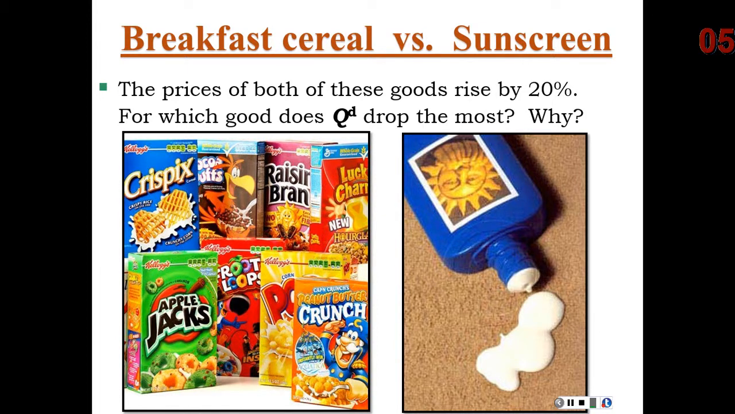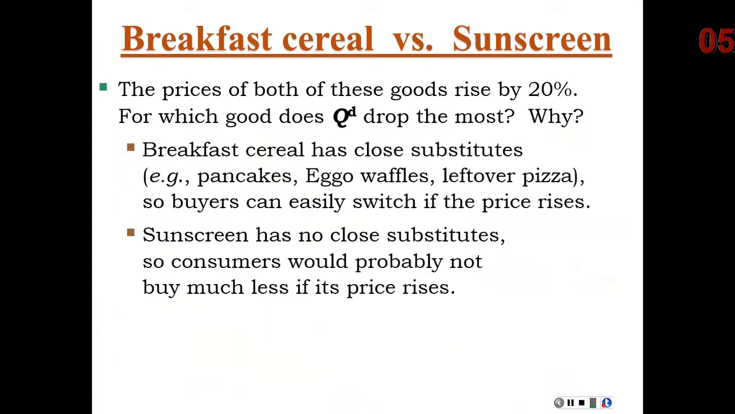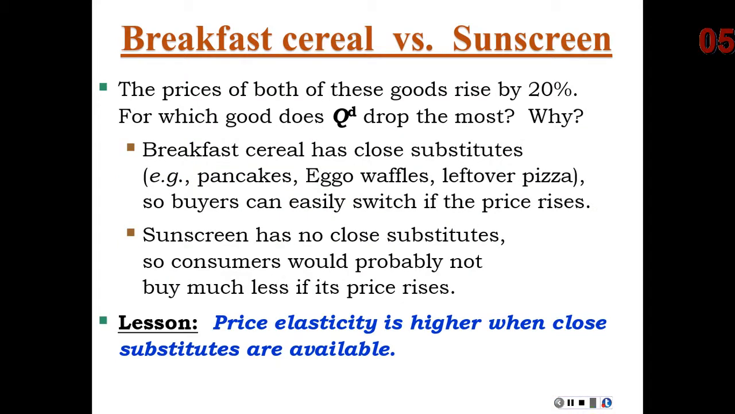Therefore, if there was a 20% increase in price for both of these, we would expect, and the real world data backs this up, the reduction of quantity for breakfast cereal to be greater. Therefore, the elasticity for breakfast cereal would be greater. What this is telling us is that the price elasticity will tend to be higher when there are close substitutes available. For breakfast cereal, there are close substitutes, so you would expect a more elastic demand. You would expect buyers to be more price sensitive with breakfast cereal than with sunscreen because of the availability of close substitutes or the lack thereof.